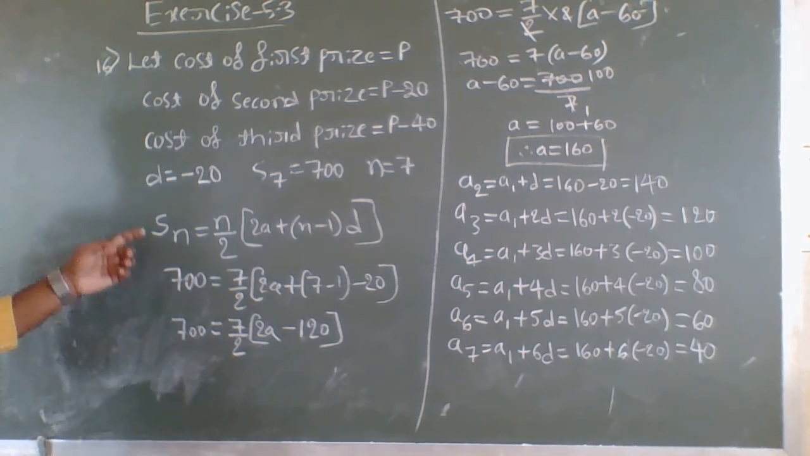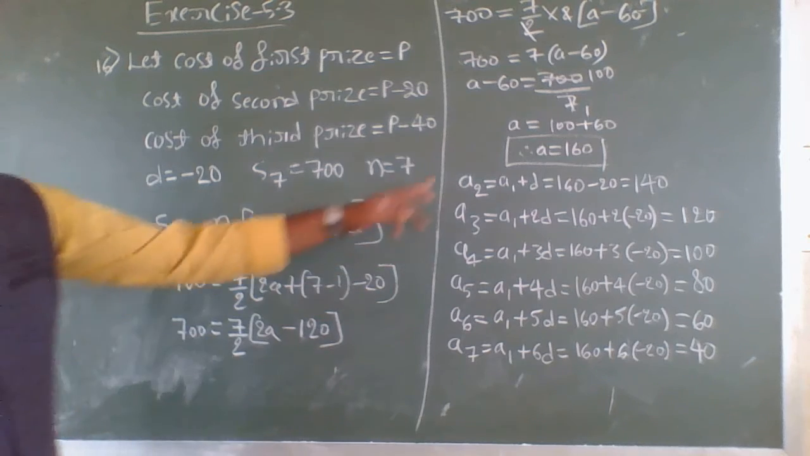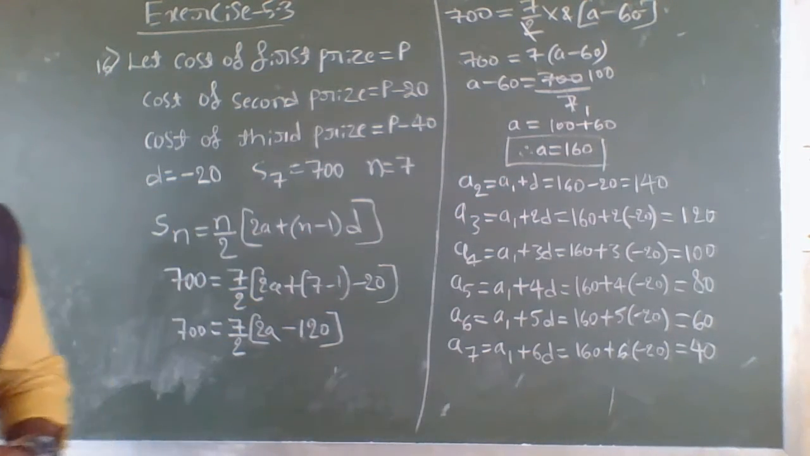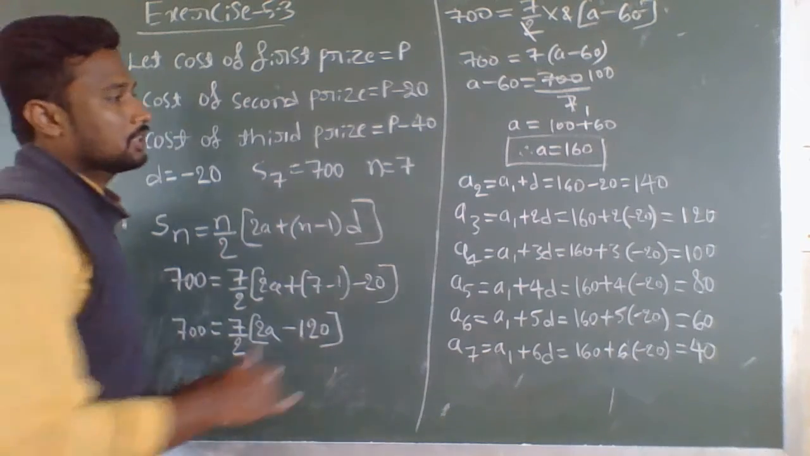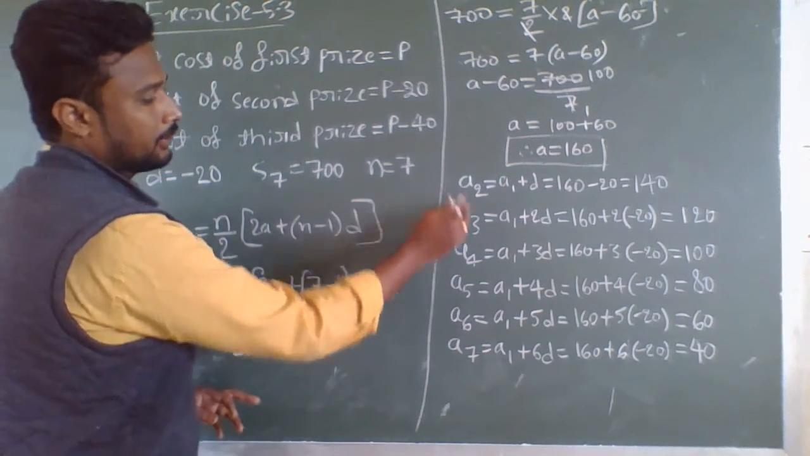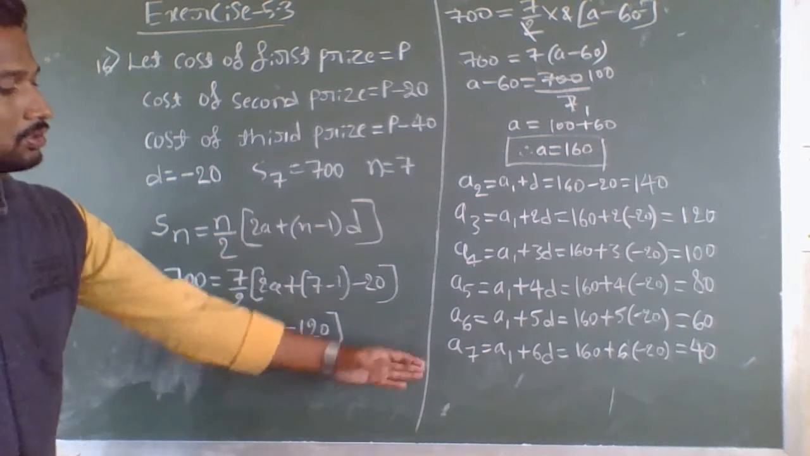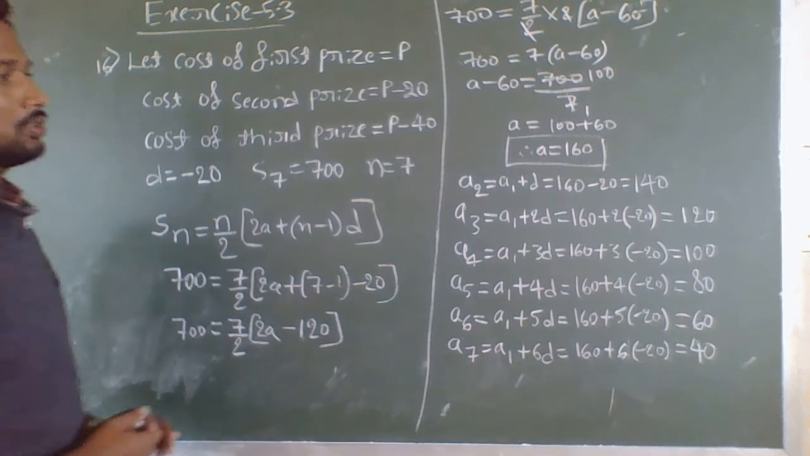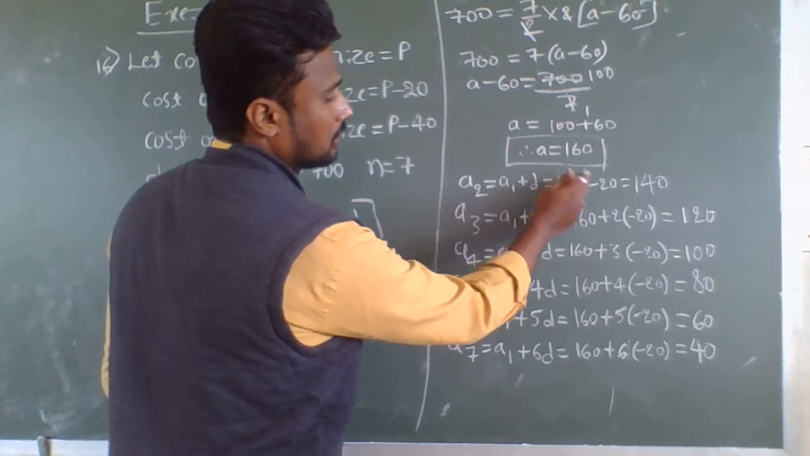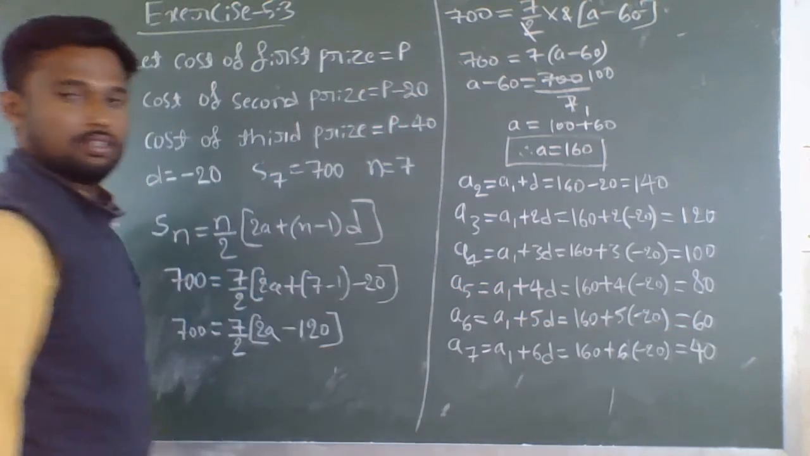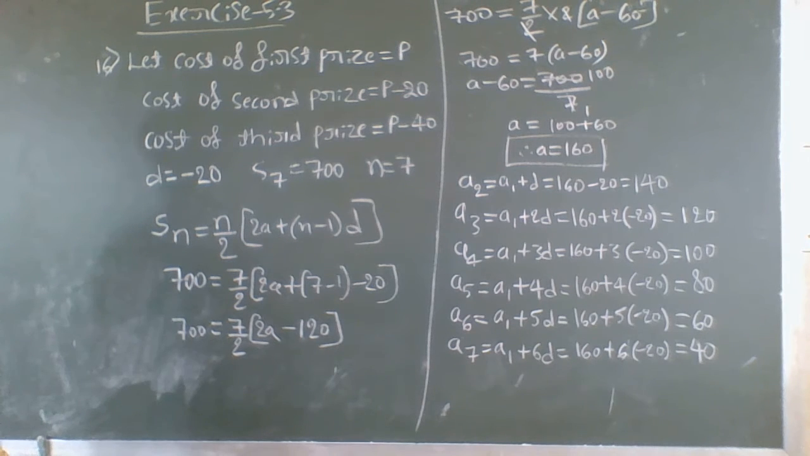By using all these values, we got a value as 160, means the first price is 160. Next, by using this a value, we can calculate a2 to a7 values, means second price to seventh price. So here we got the values 160, 140, 120, 100, 80, 60, 40. These are the prices given to the 7 students.